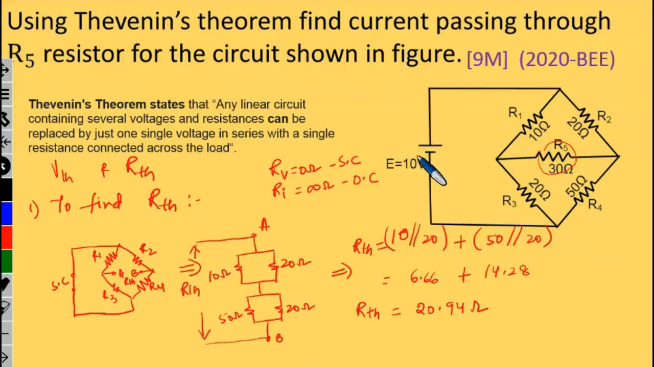As there is a voltage source in this circuit, I am replacing it with a short circuit. If there is a current source, then we need to replace it with an open circuit, and then across the terminals we are going to find the resistance. So depending on the circuit, the value of R Thevenin can be found. So this is the first part, that is R Thevenin, we have found out.